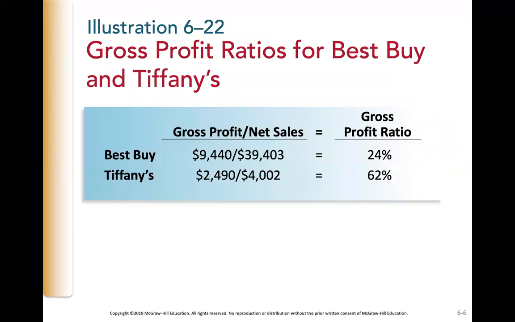So again, looking at Best Buy and Tiffany's, we see that Best Buy has a gross profit of $94.40 with net sales of $39,403, giving them a gross profit ratio of 24%. Tiffany's, on the other hand, has a gross profit of $24.90, net sales of $4,002, which gives you a gross profit ratio of 62%. This tells you that Tiffany's is able to mark up their items at a much higher rate than Best Buy.